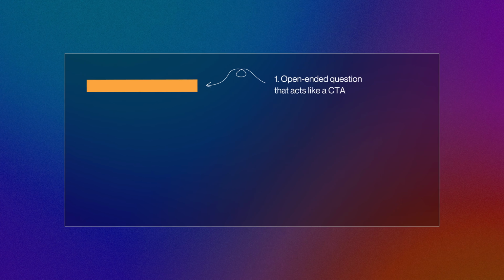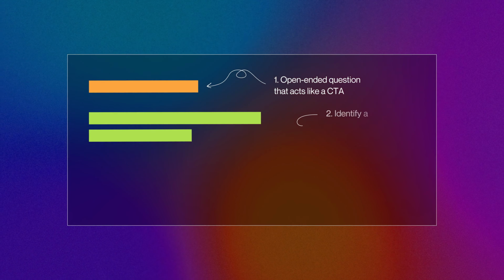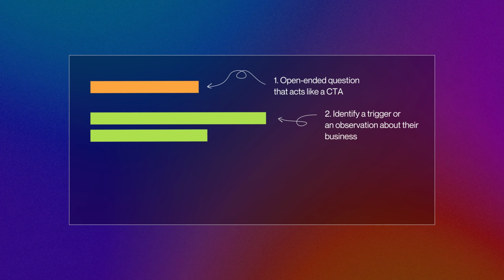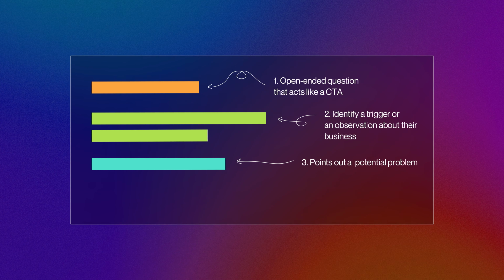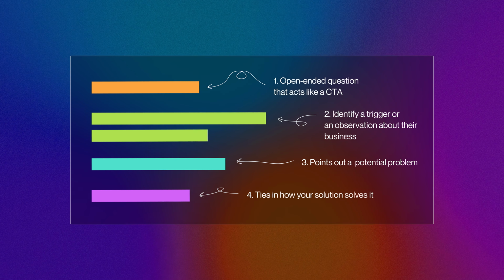Here is the structure. Line 1 is an open-ended question that acts kind of like a CTA. Line 2 identifies a trigger or an observation about a business. Line 3 points out a potential problem you've identified. And line 4 ties in how your solution solves it. So here's what it looks like in practice.